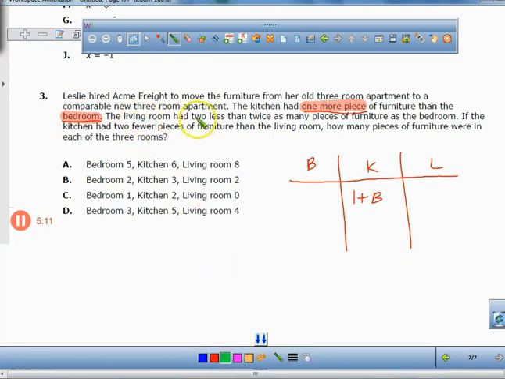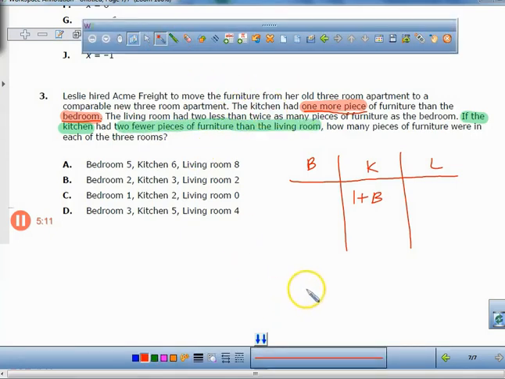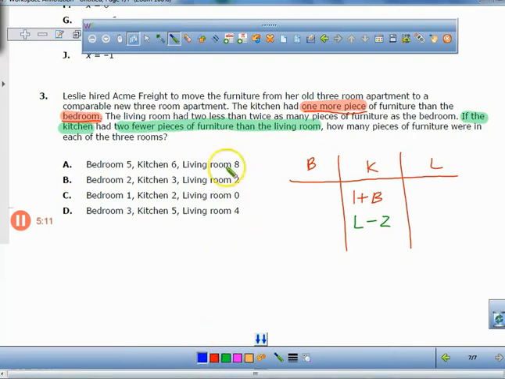Alright, let's see here. Looks like I skipped over that part. We'll get to it. But the other part is this. The kitchen had 2 fewer pieces of furniture than the living room. How many pieces of furniture? 2 fewer. We got to take away 2. From what? From the living room. We got to take away L minus 2. That's 2 fewer. So now we're just going to check.